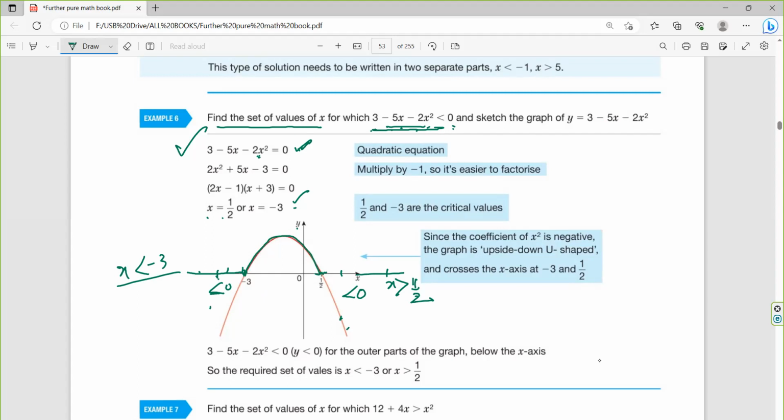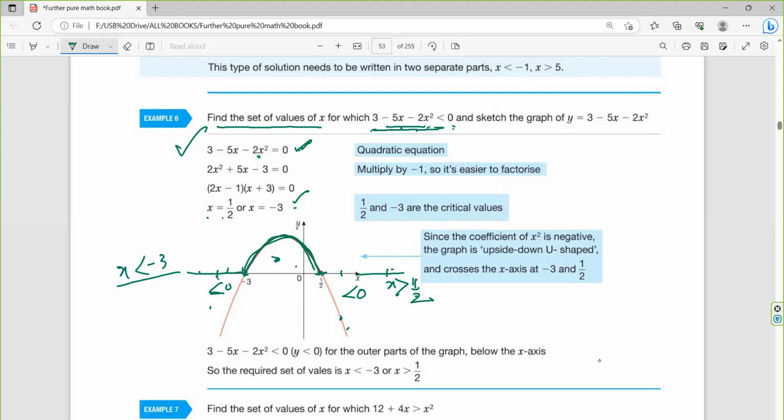Understand? From minus 3 to half. You see, I said the curve is above the x-axis. Which part of this curve is above the x-axis? This is positive. But here, minus 3 to half, the curve is above the x-axis. That's why it is not less than 0. It is greater than 0. Okay, Tashfiya? This part is positive.